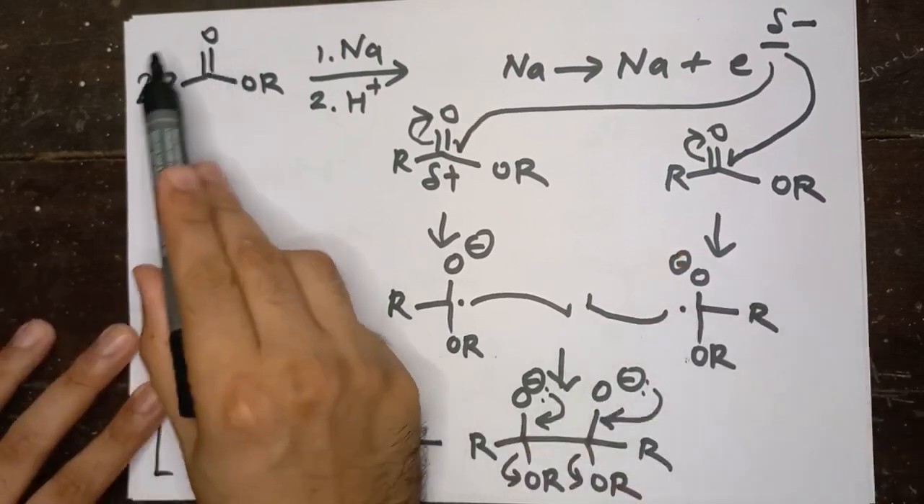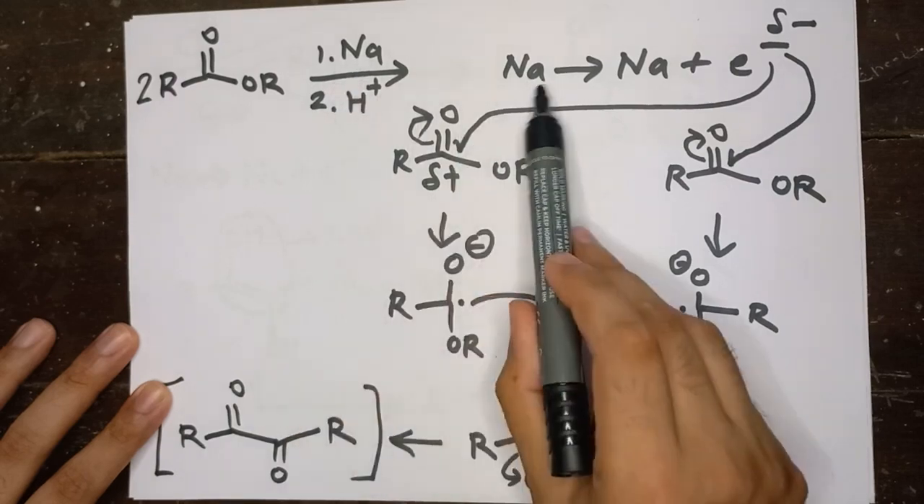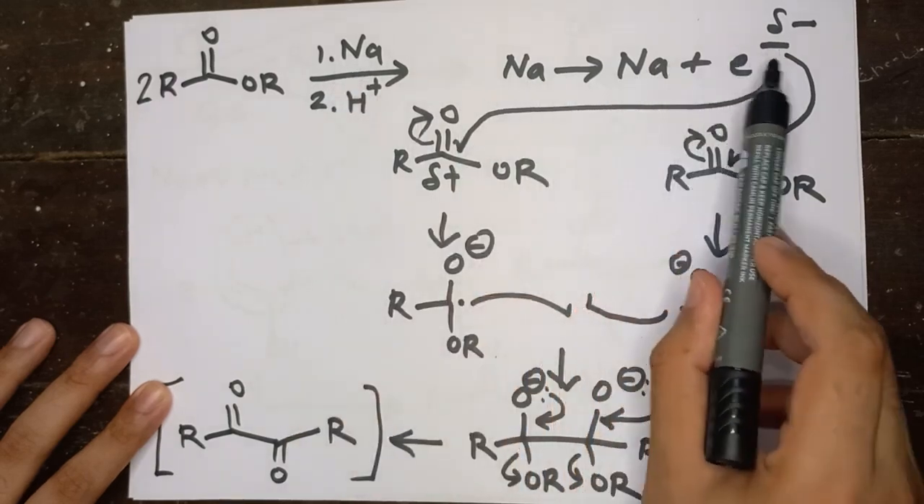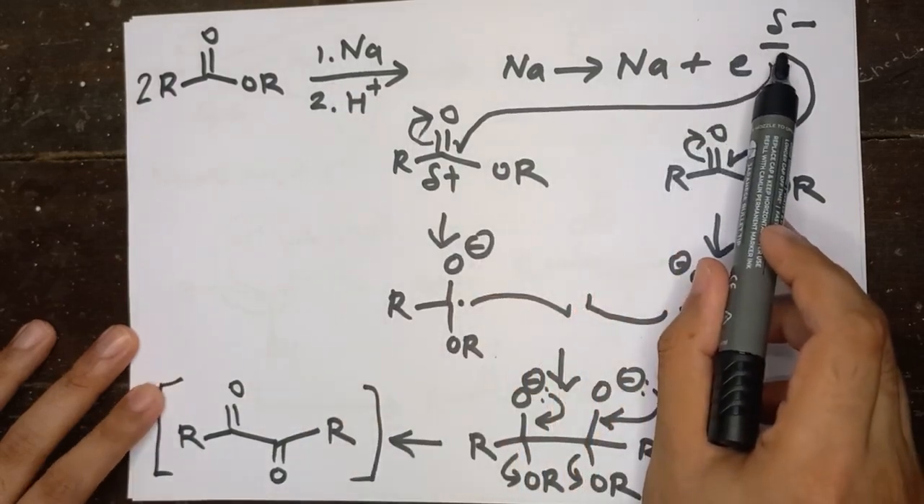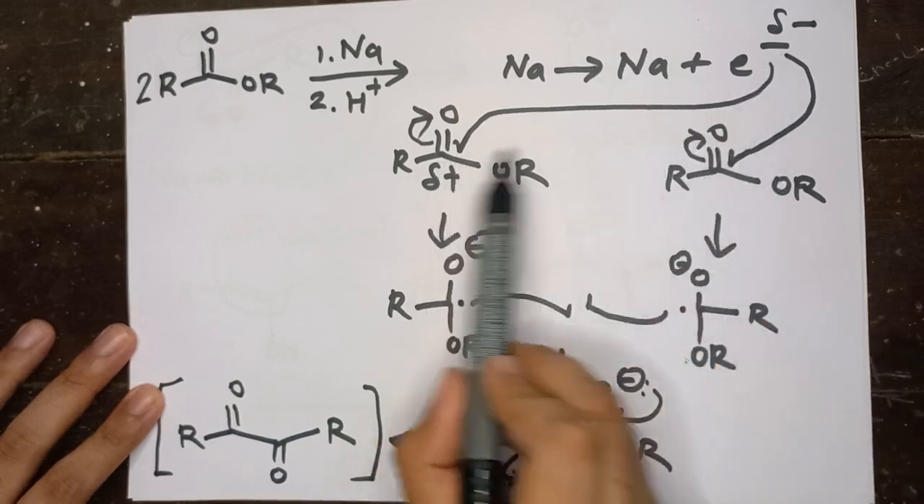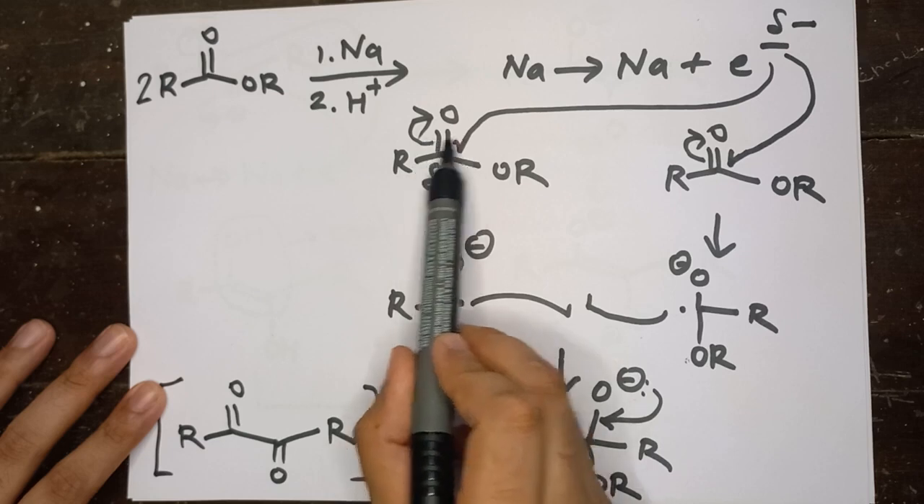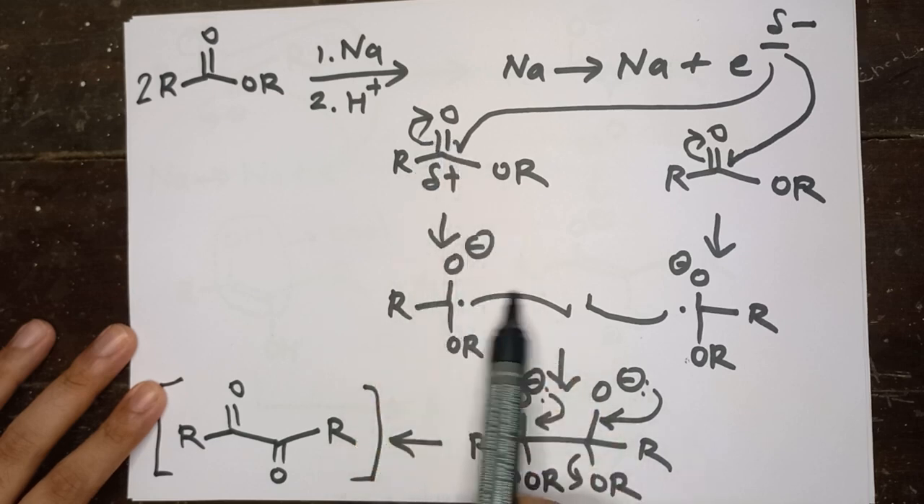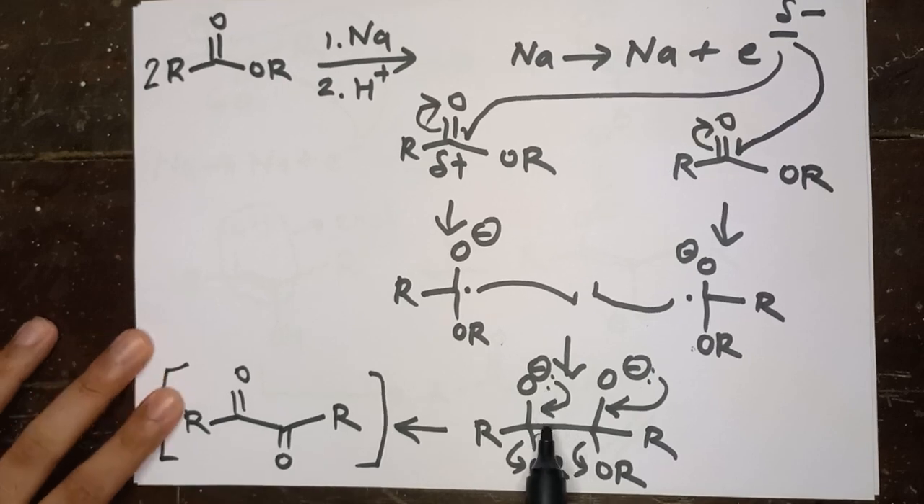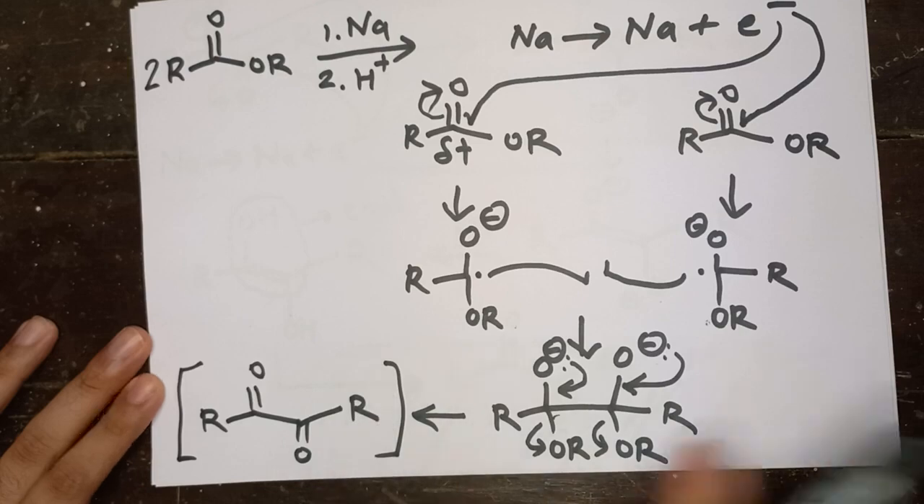So we have an ester molecule, we have sodium metal. We know sodium gives out one electron. An electron is a negatively charged species, so this will attack at the carbonyl center, which bears a delta positive charge, and opens up this carbonyl bond. Now these two radicals come close and form a bond. Later on, this alkoxy group leaves when this O minus comes back, and we form the 1,2 diketone system.